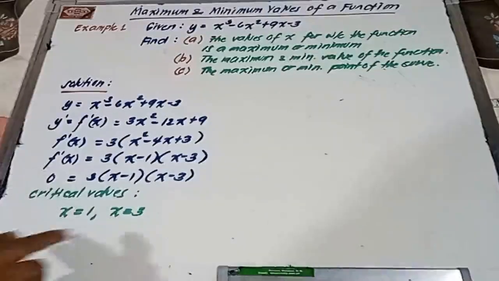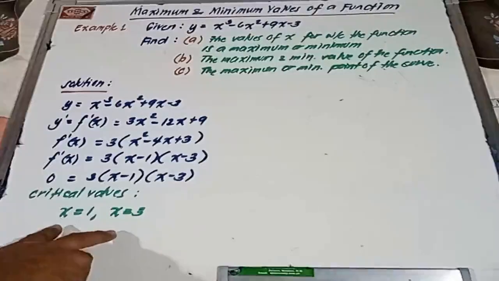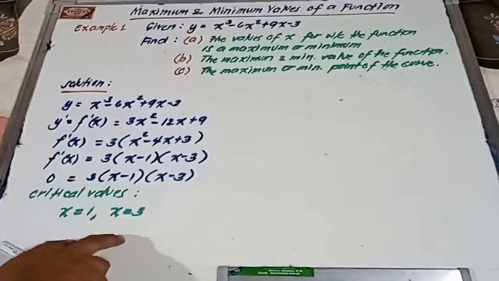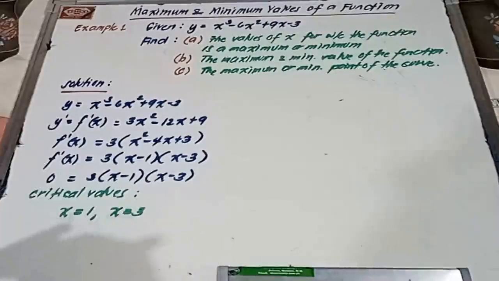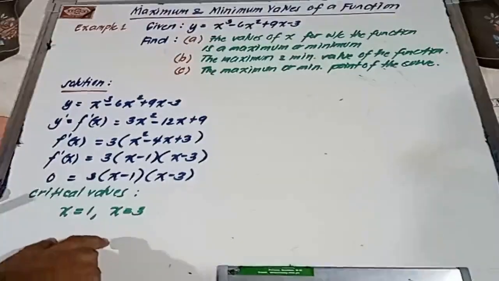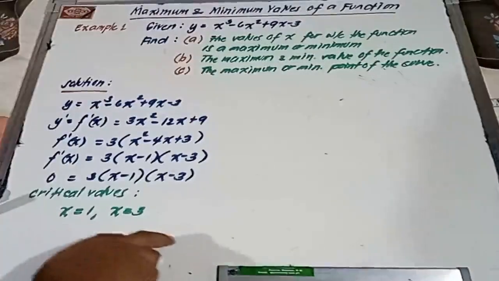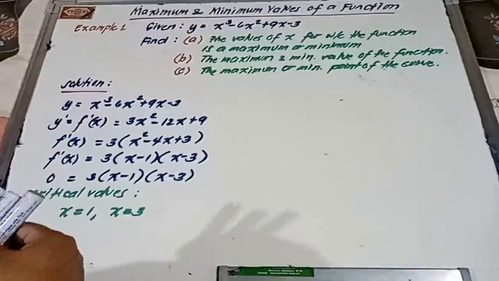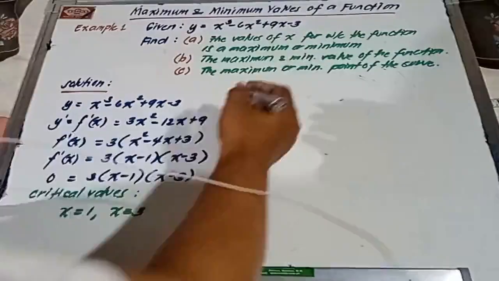Okay. Dito sa critical values na to, na ito yung max and minimum point. Hindi lang natin alam kung alin dito sa dalawang values na to makukuha natin yung maximum value at minimum value. So, gagamit tayo ng first derivative test kung yung values of the function is maximum or minimum sa x equals 1 or x equals 3. Okay? Test natin siya by FDT.